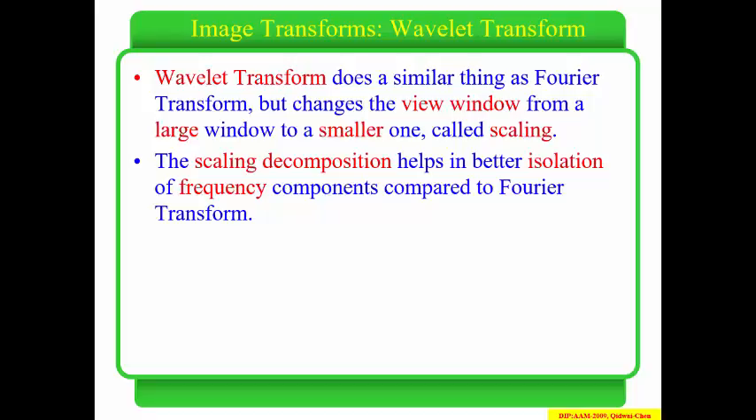So this is called scaling decomposition. I'm scaling down the image from, let's say, n by n to n over 2 by n over 2. And in this case, I can isolate the frequency components in the different directions: horizontal, vertical, and diagonal, as we'll see later.